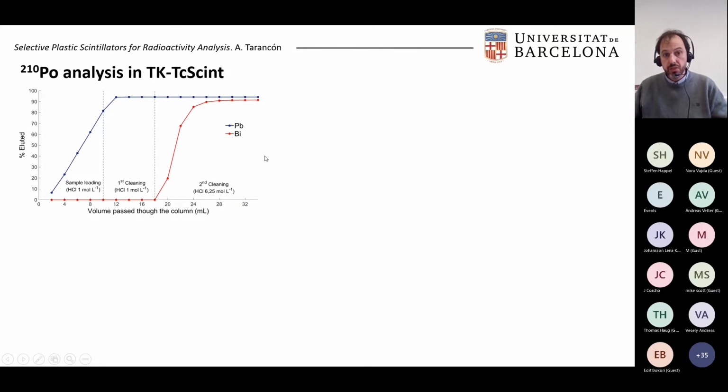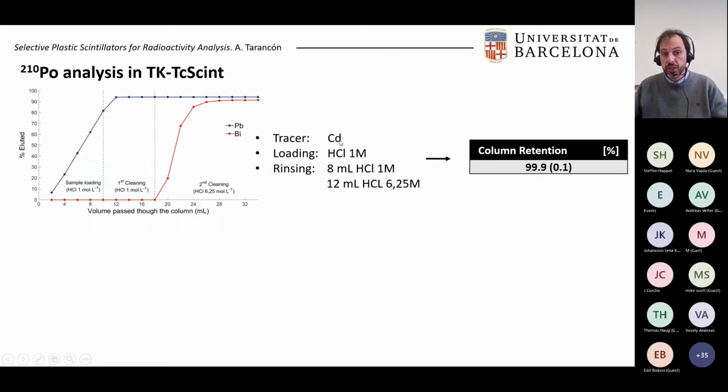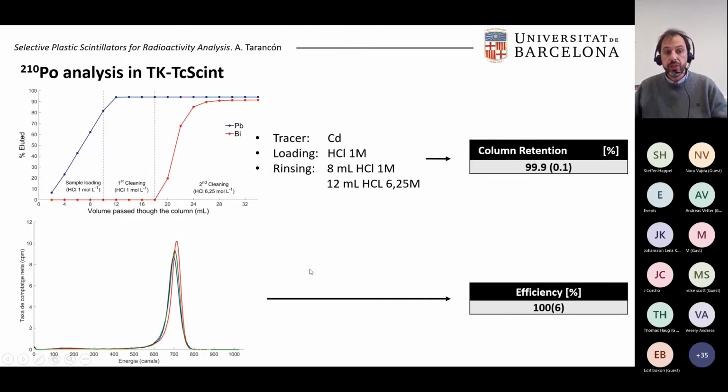So we applied this procedure for the separation, using in this case cadmium as tracer, because it has a very similar behavior to polonium in this situation, loading with hydrochloric acid 1 molar, and cleaning with hydrochloric acid 1 molar and hydrochloric acid 6.25 molar. We have quantitative retention and a spectrum, in this case, very sharp and located at high energies, with 100% efficiency for polonium 220.